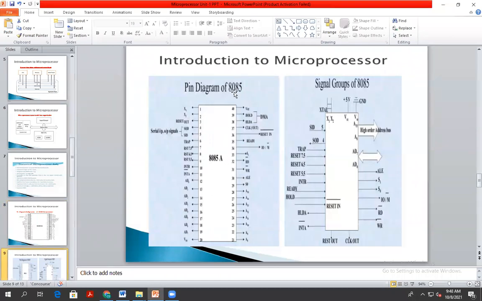So here, pin diagram of 8085. Here also signal groups. So this is the pin configuration. As per pin configuration, you have to go with the signal groups. So first we have to cover that, the pin configuration. Okay. So for this pin configuration, I will make you clear notes.